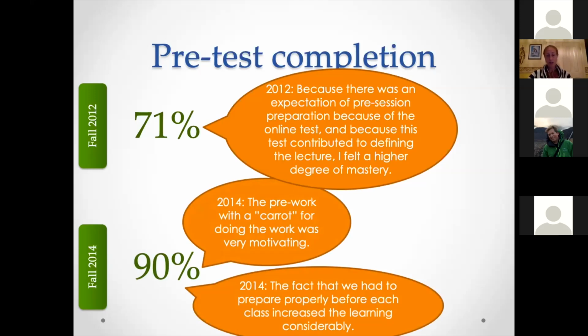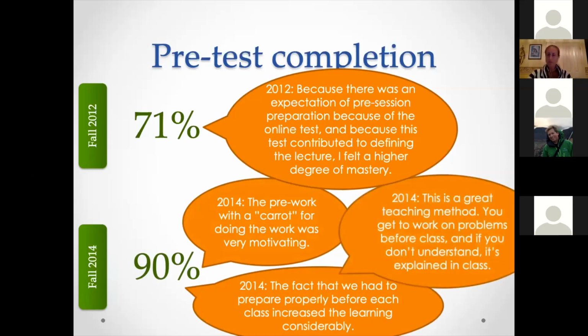And they also felt that the fact that they had to prepare properly before each class increased the learning considerably, which is exactly the point of flipped classroom: you get more out of class if you come prepared and then work with the material in class. And the last comment: this is a great teaching method, flipped classroom that is. You get to work on problems before class, and if you don't understand it, it's explained in class.